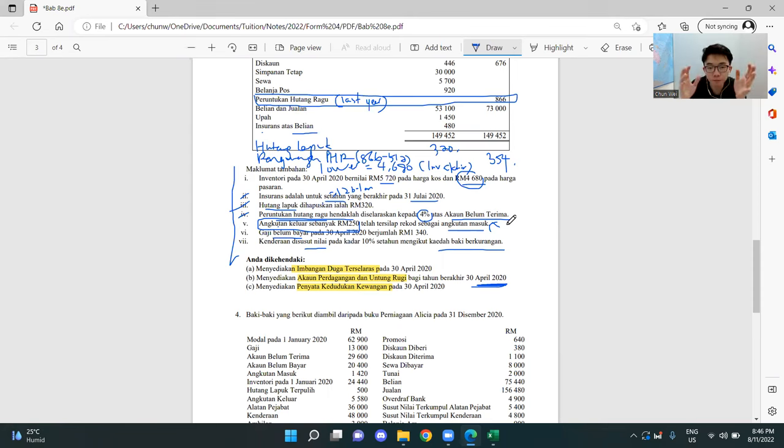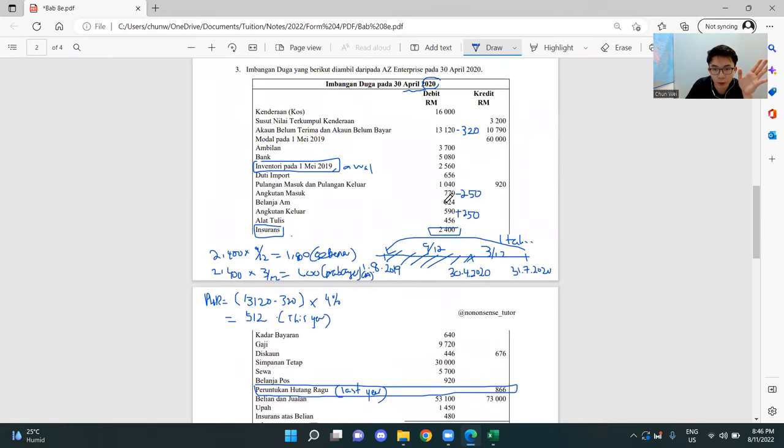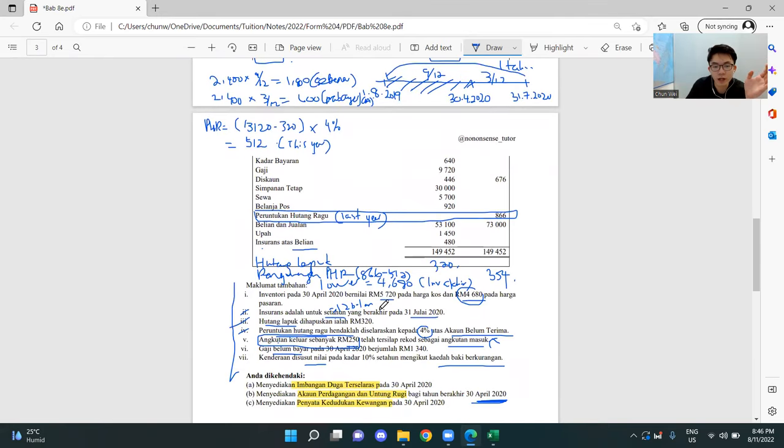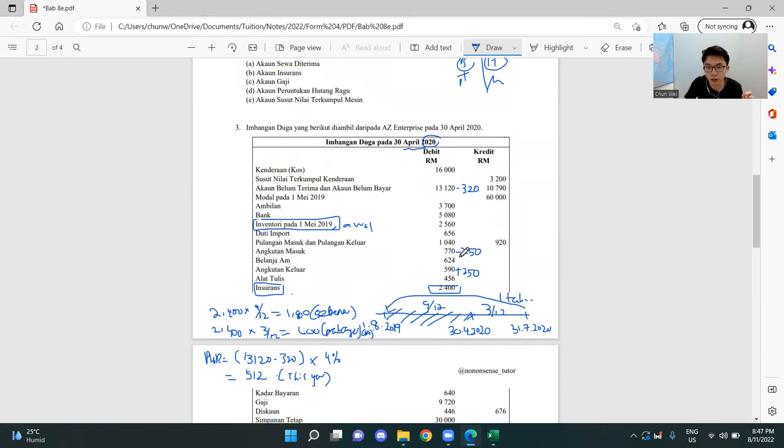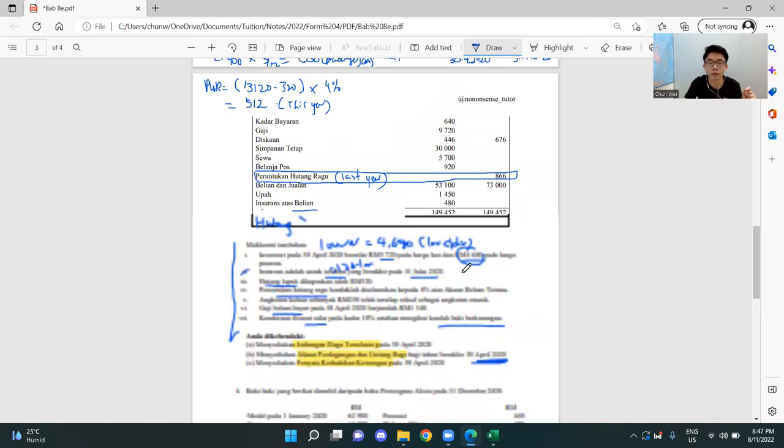All right. So after you're reading this, and then look at this one. So this is how we record for all these things. So same thing. If they say, gaji sebanyak 250 tersilap rekod sebagai kadar bayaran. So what you're going to do is you take out, you minus, you tolak daripada your kadar bayaran, and then you add back, you tambah into your gaji. So same thing for here. So you take out from your angkutan masuk, and then you put it back into your angkutan keluar. So you take out your minus, you put it back into angkutan keluar. So this is how we record.